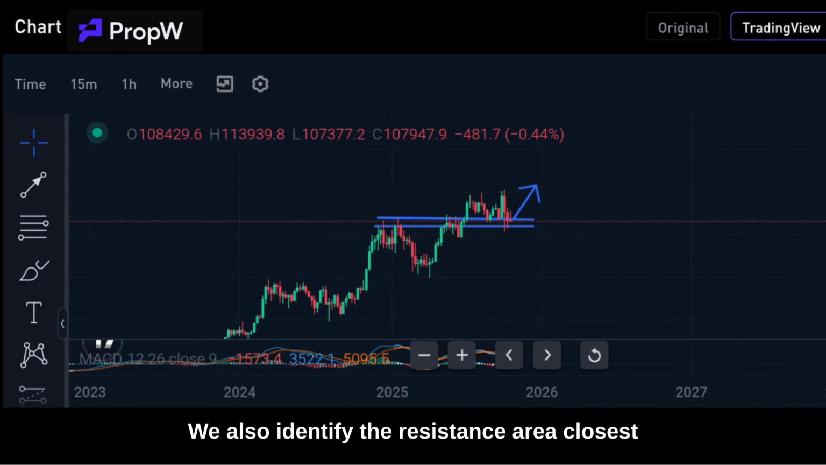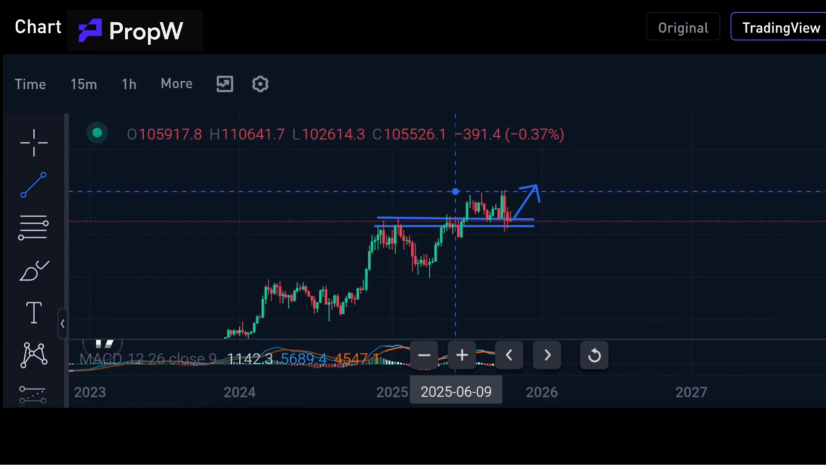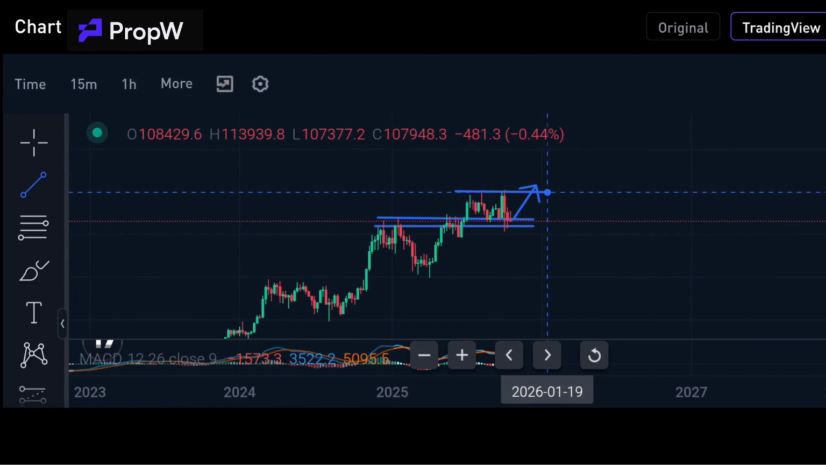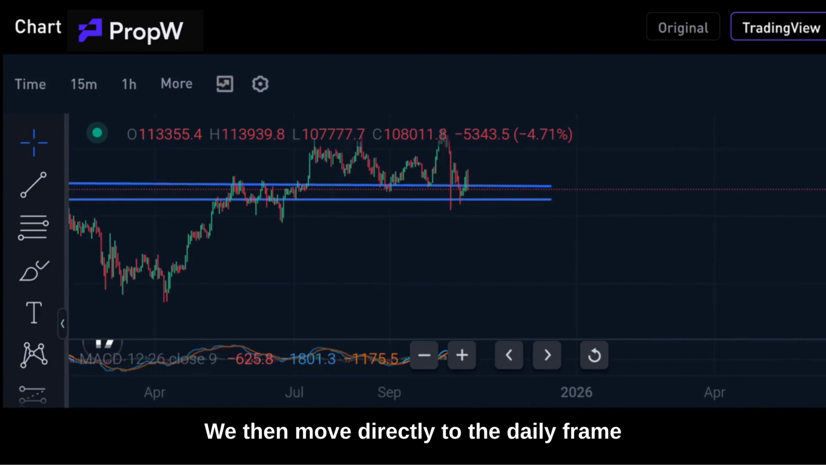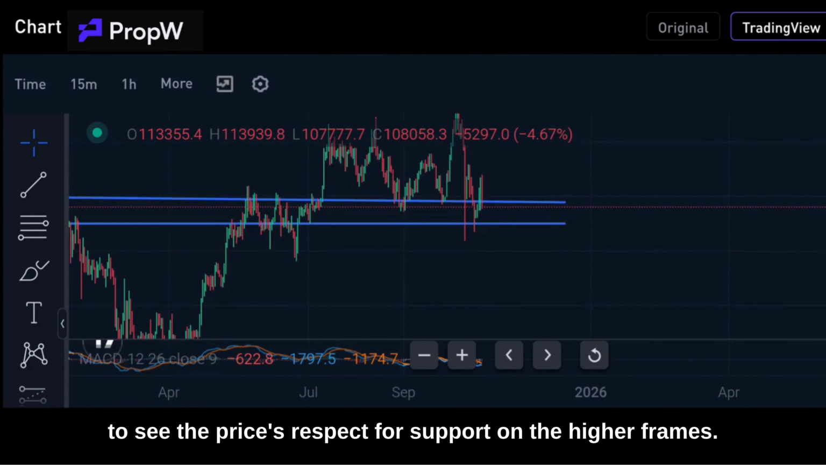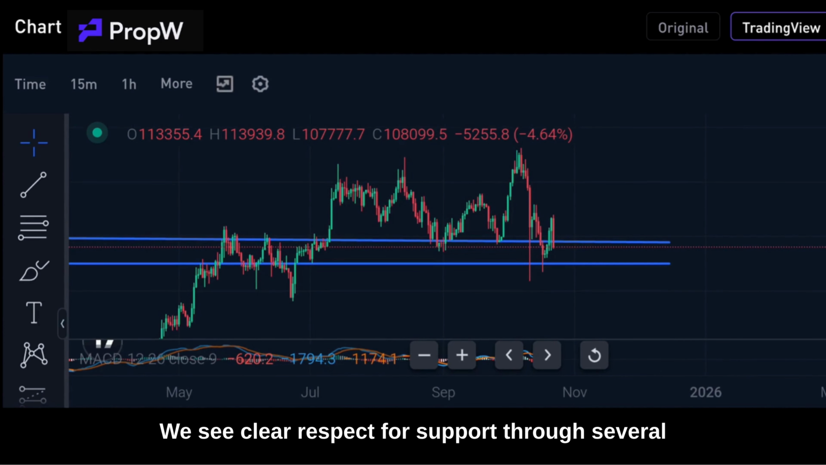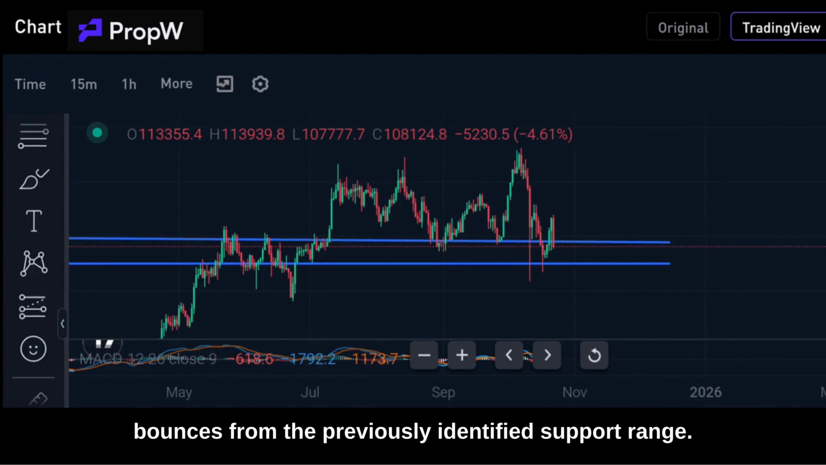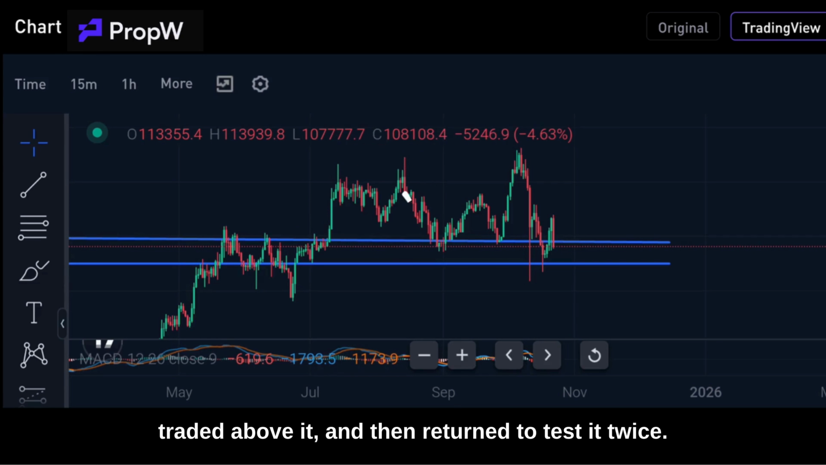We also identify the resistance area closest to the current price using the Trend Line option and highlight it in white. We then move directly to the daily frame to see the price's respect for support on the higher frames. We see clear respect for support through several bounces from the previously identified support range. The price reached the range, then broke strongly, traded above it, and then returned to test it twice.